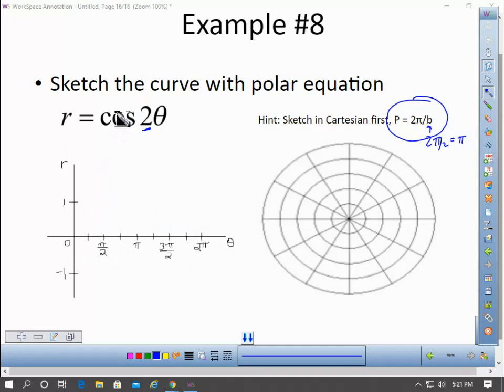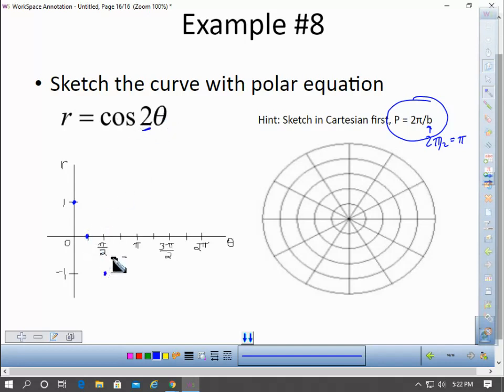All right, so if we do our graph here from 0 to 2 pi, and we plug them in, we're going to put 0 in here. The cosine of 0 is 1. So I'm going to start up here at 1. Then I'm going to do pi over 2. So pi over 2 times 2 is pi, and the cosine of pi is negative 1. So that puts me down here already. Now, if I put pi over 4 in there, pi over 4 times 2 is pi over 2, and the cosine of pi over 2 is 0.